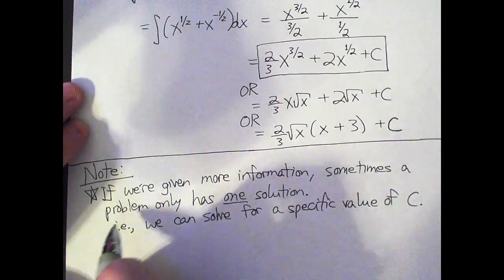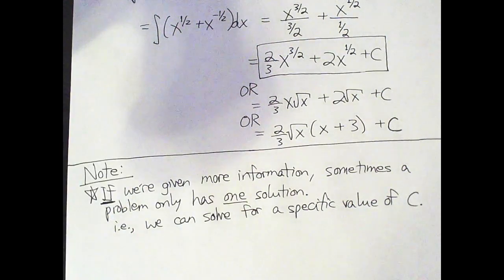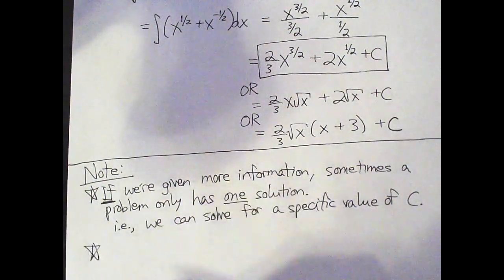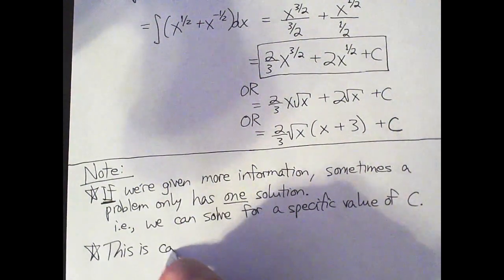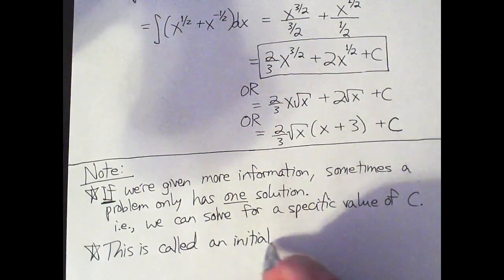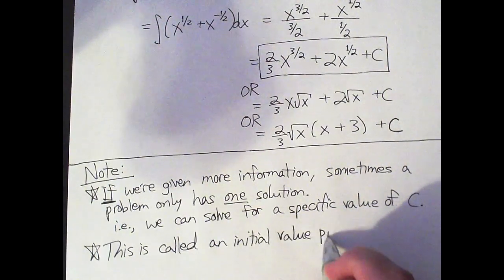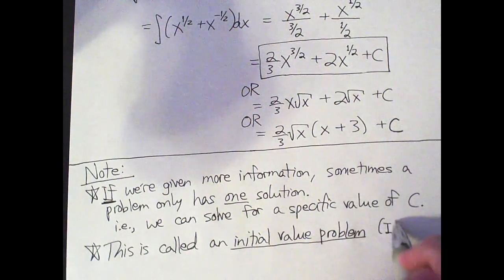Now, I'm going to underline the word if. If we're given more information. It's a certain type of problem. The problems that we've been doing so far, they didn't give us this extra information, so you'll see what I mean. But this new type of problem that we're going to talk about, it has a name, and this is called an initial value problem. I'm going to underline that, and it's sometimes abbreviated IVP.